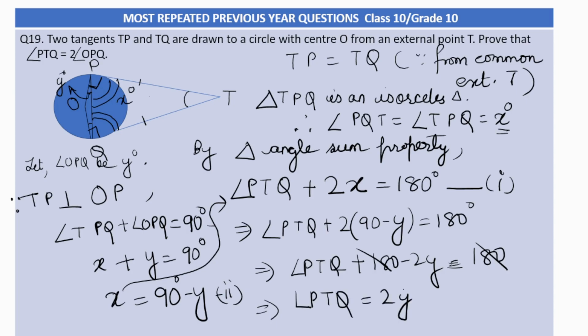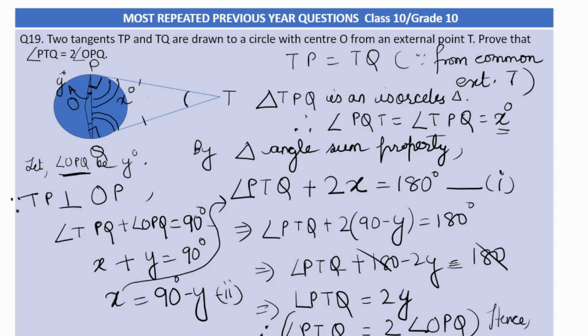Now what is y? We have taken y as angle OPQ. Now I'll write angle OPQ here. I'll remove this implies symbol; this is the last step, no need of the implies symbol here. Therefore, angle PTQ is equal to twice angle OPQ. This angle here is always twice the small angle OPQ. Alright, we have proved it, hence proved.